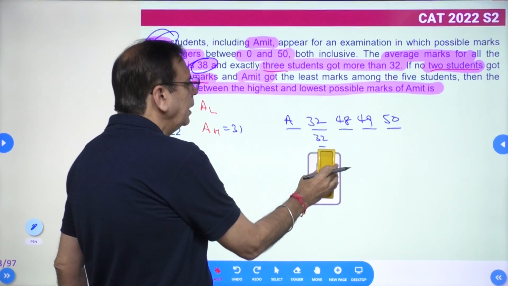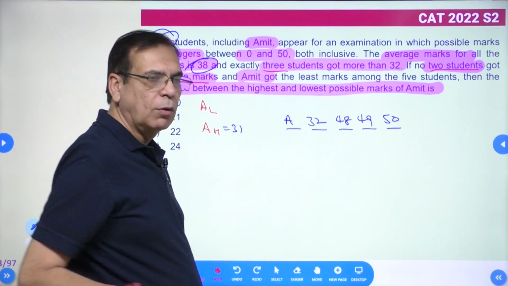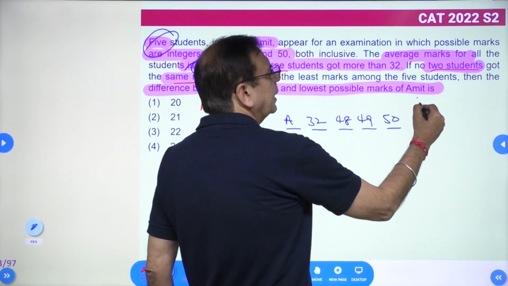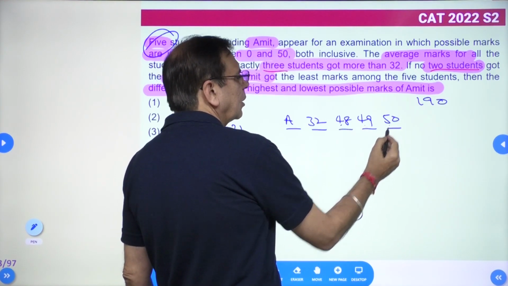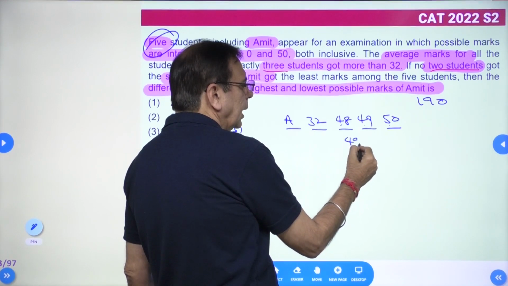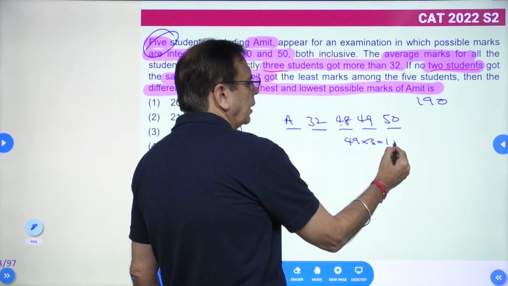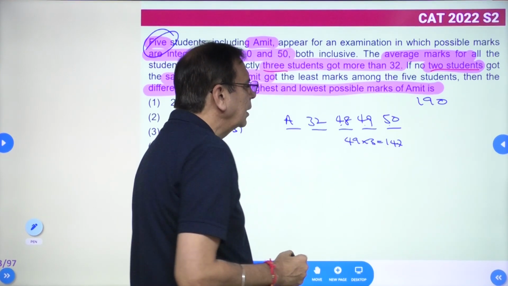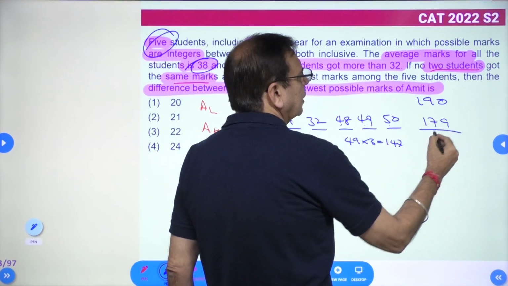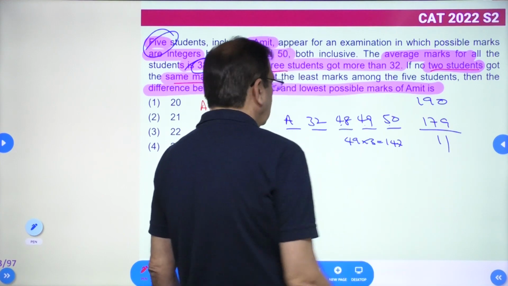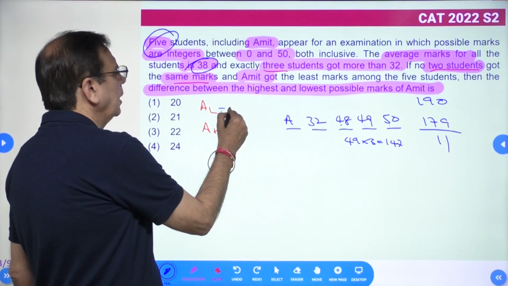So what will this give me? This will give me the lowest possible score of Amit. What was our total? 38 into 5, 190. What is 48 plus 49 plus 50? This is nothing but 49 into 3, which is 147. Plus 32 makes it 179. So this is 179. What is the difference between them? 11. So the minimum score for Amit will be 11.